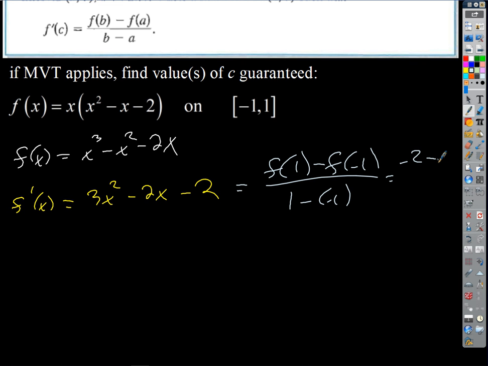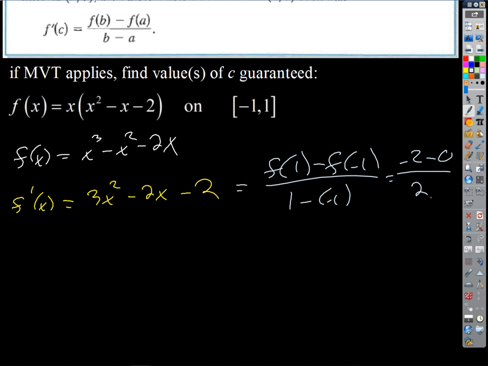Well, no. Oh, not squared. Because it's squared, right? So I'm going to get a -1 minus a 1 is -2 plus 2, right? Yeah, so it's 0, okay? So -2 minus 0, 1 minus -1 is 2. So that's just all equal to -1, right?